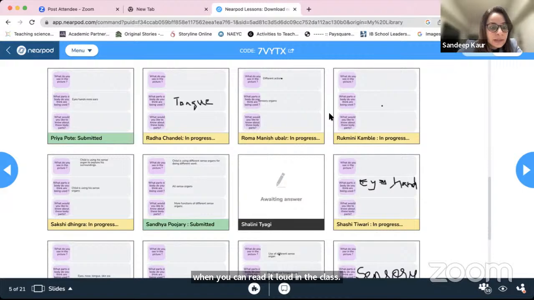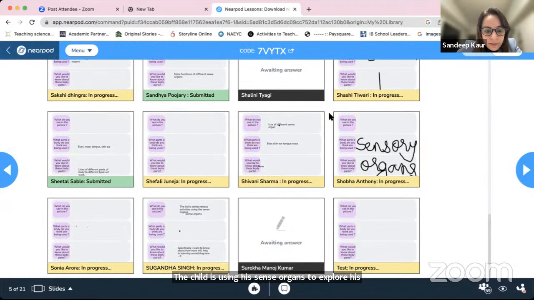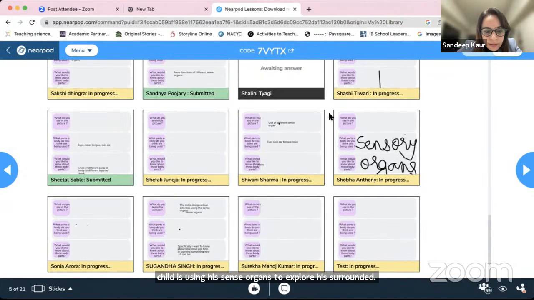The child is using his sense organs to explore his surroundings. Sakshi says that. Okay.